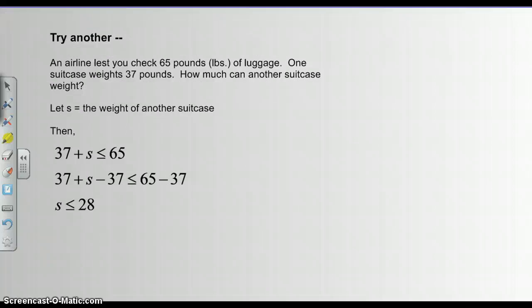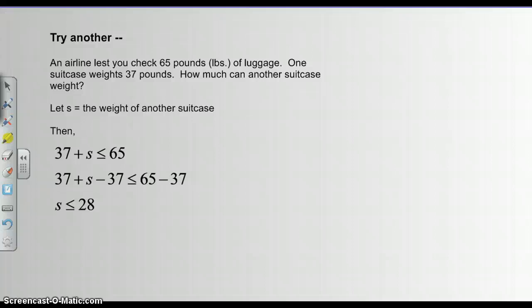Let's try another one. An airline lets you check 65 pounds of luggage, and one suitcase weighs 37 pounds. How much can another suitcase weigh? Well, again, what do we want to know? We want to know how much the other suitcase can weigh. So let's let S equal the weight of the other suitcase.